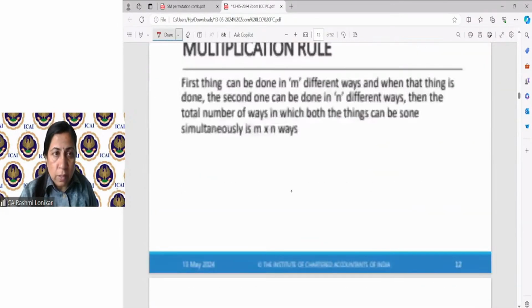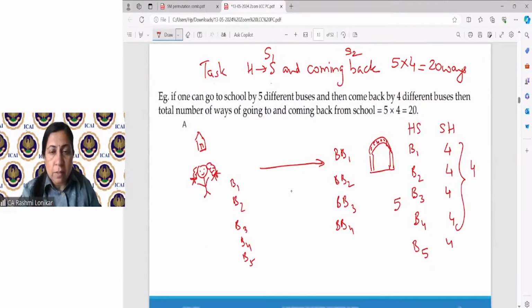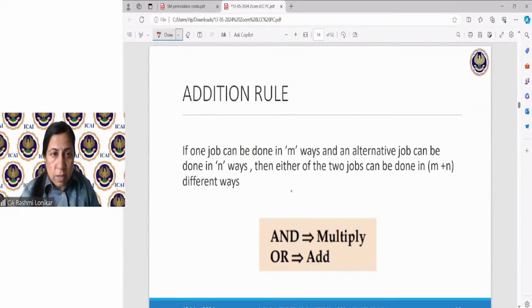Okay, so we'll read through again. First thing can be done in m ways, and when that thing is done, another can be done in n ways, so m into n ways. Now comes the addition rule.